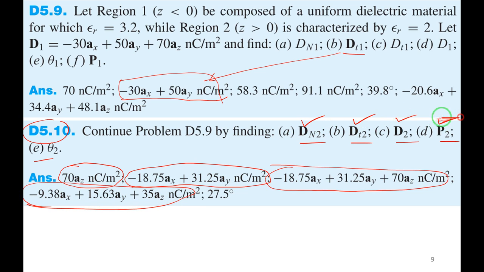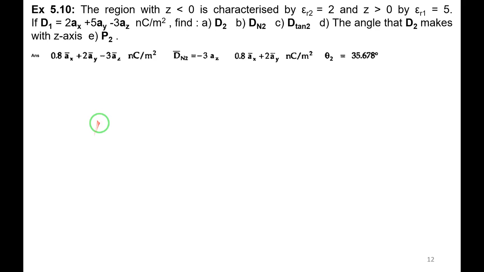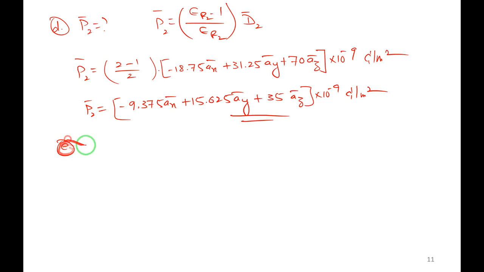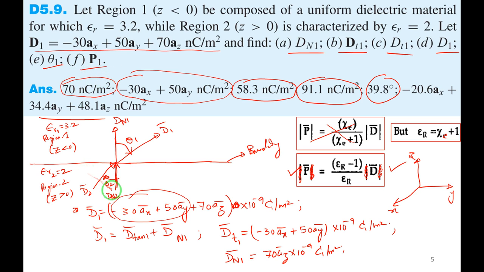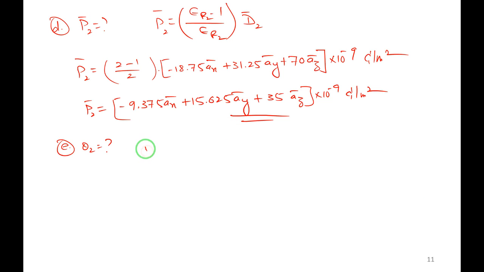Next, they asked to calculate theta 2. Yes, we will have a look at the diagram, this same diagram. Theta 2 is equal to what? I'll write the equation here: Dn2 is equal to D2 cos theta 2, right? I want Dn2, so take the projection. Dn2 is equal to D2 cos theta 2. So what is Dn2?